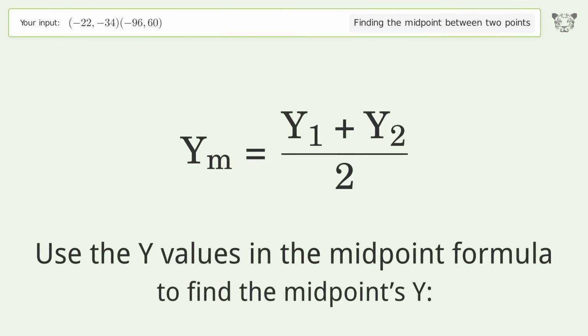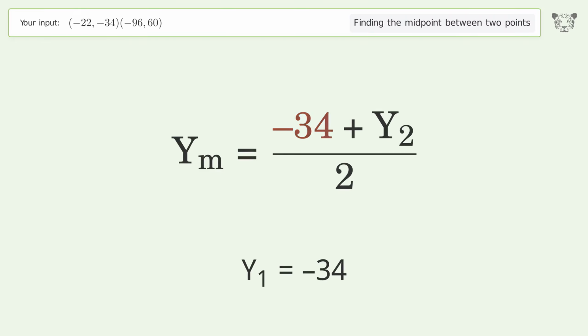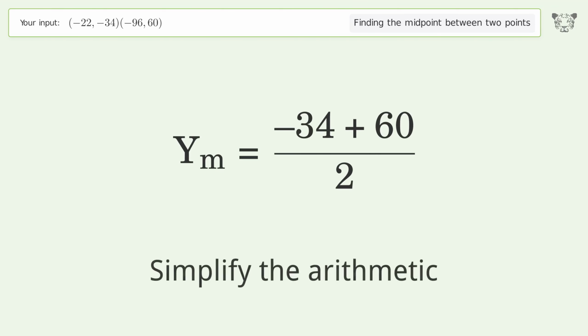Use the y values in the midpoint formula to find the midpoint's y. y1 equals negative 34. y2 equals 60. Simplify the arithmetic.